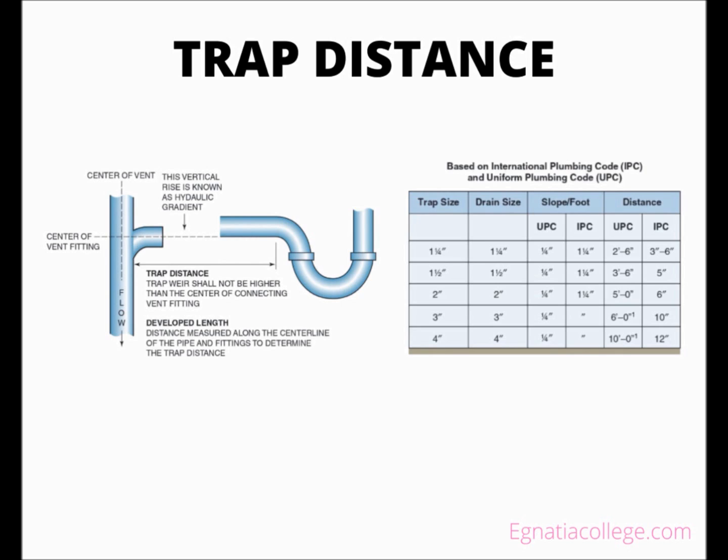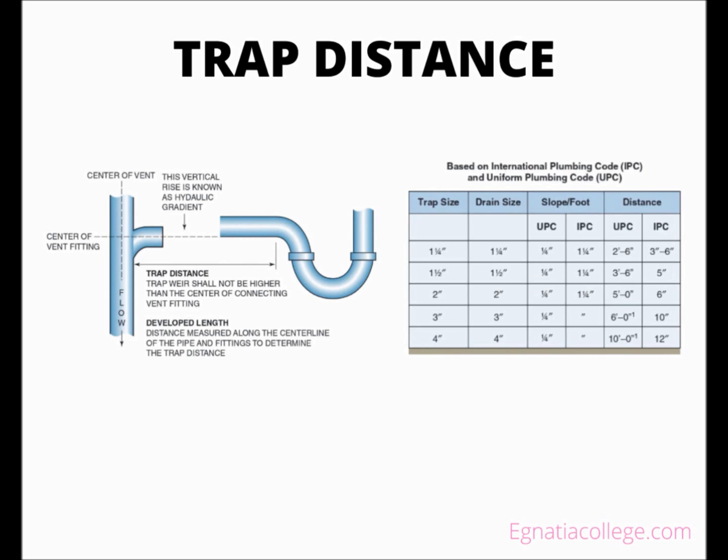The IPC and UPC differ pertaining to the trap distances. The IPC allows for greater distances on all pipe sizes, while the UPC limits distances and also does not allow for this chart to relate to a water closet toilet. The horizontal fixture drain extending from the vent to the trap is also known as a waste arm, trap arm.